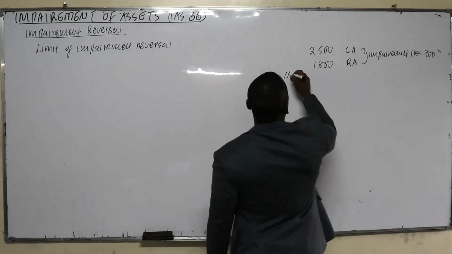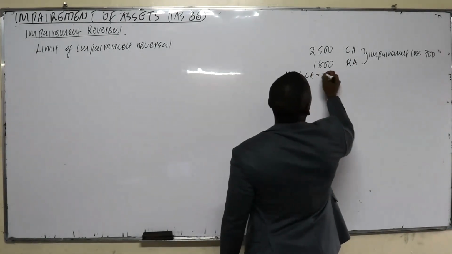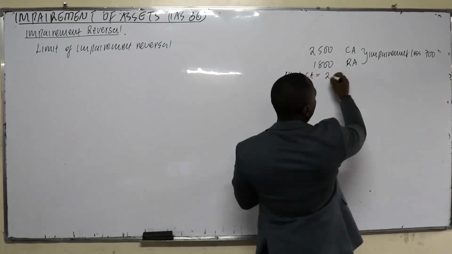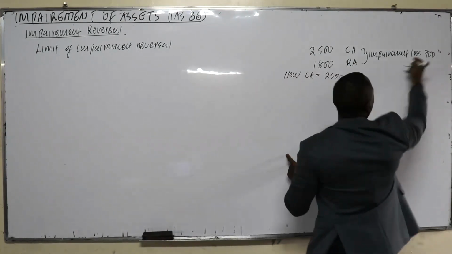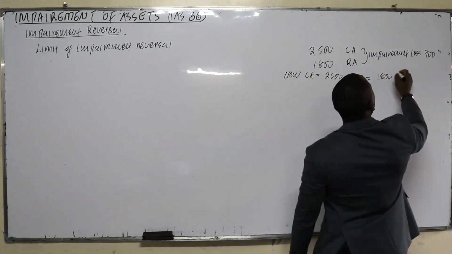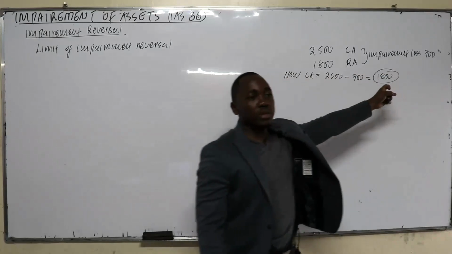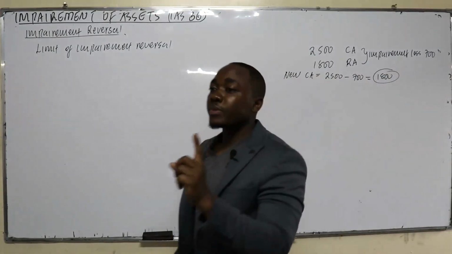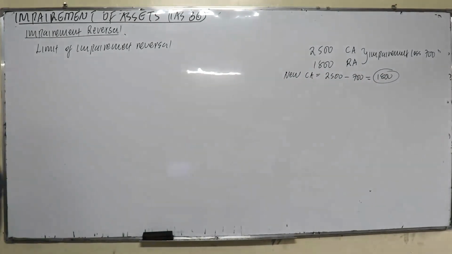So how much will you show now in the financial statement? The new carrying amount to be shown is 2,500 minus the impairment loss of 700, of which you get 1,800. This is the amount that will go to the financial statement, because the 700 you recognize in the income statement as an expense. Then after 3 months, the value shoots up.